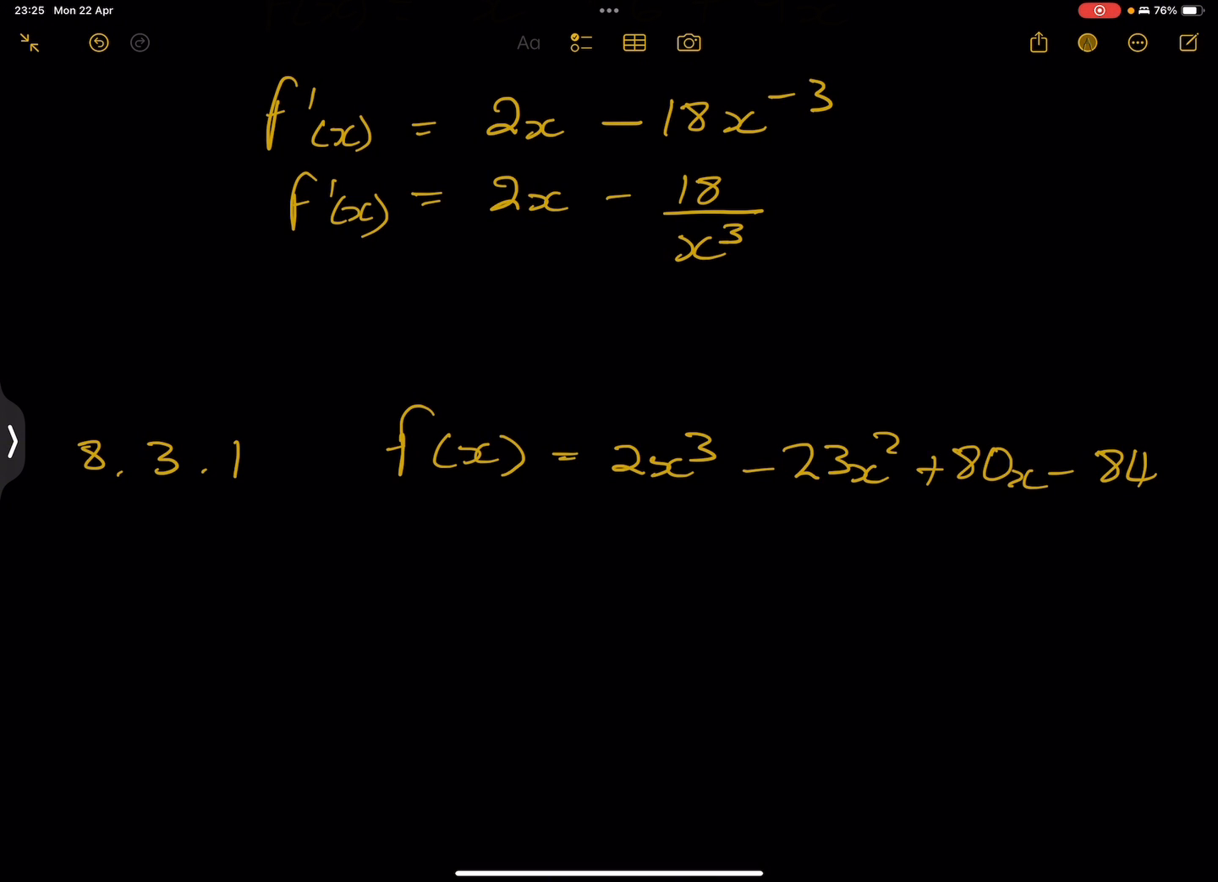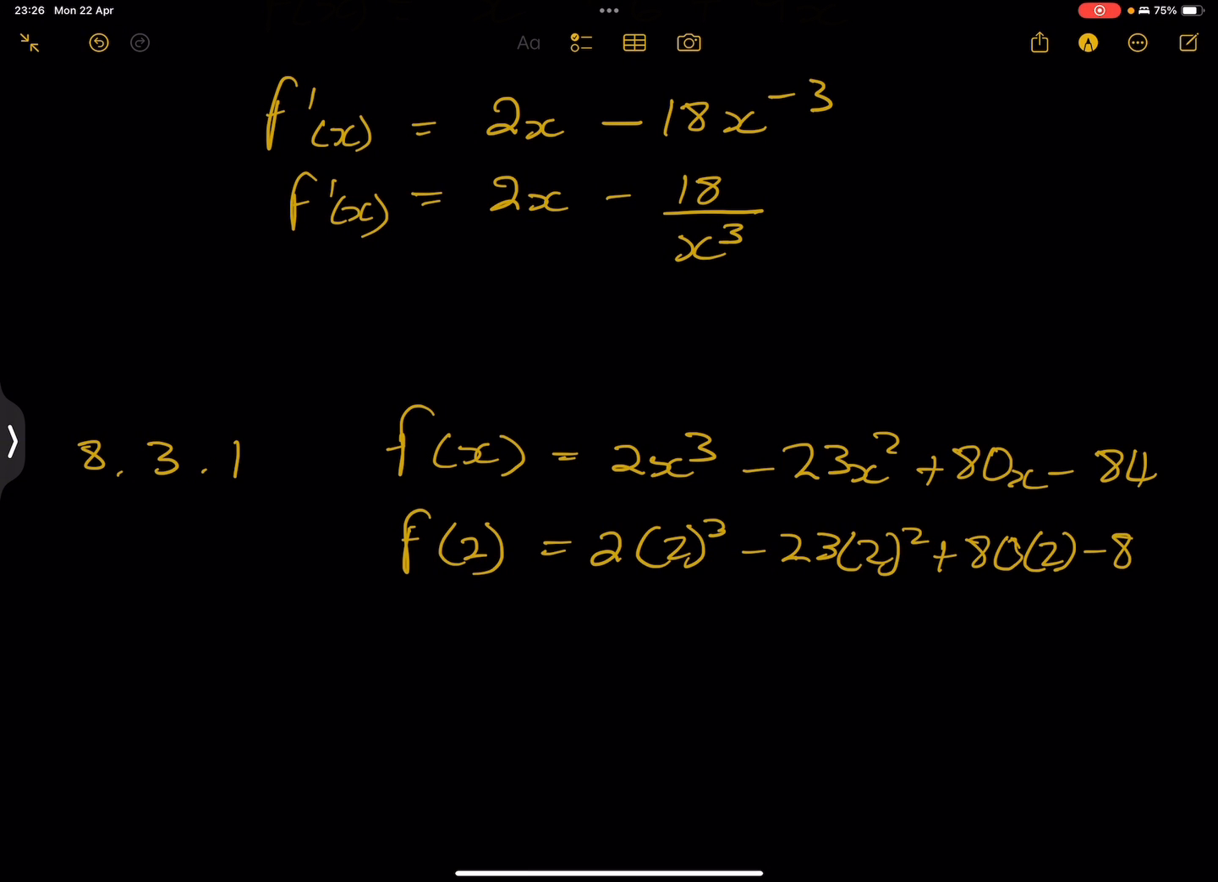Now, ladies and gents, I want you to note, how do I prove that x minus 2 is a factor? I simply substitute 2, right? Remember, if x minus 2 is a factor, that means x minus 2 is equal to 0. And in this case, that means x is equal to 2. So we substitute a positive 2 there. So we should get a 0. So that's 2 cubed minus 23 times 2 squared plus 80 times 2 minus 84.